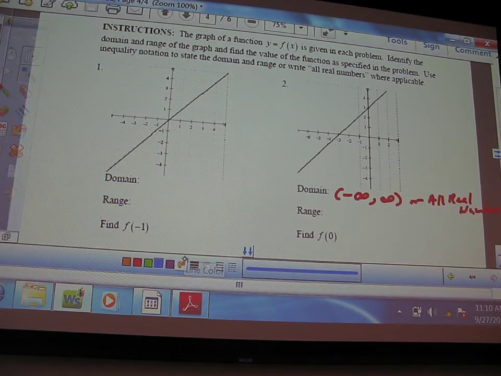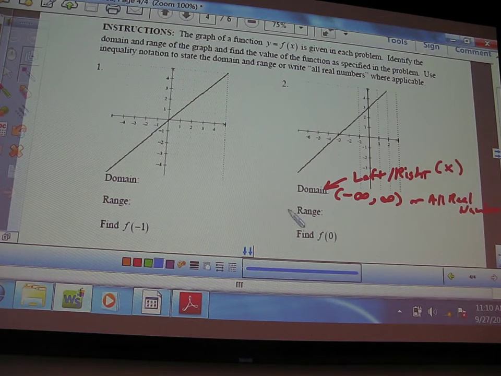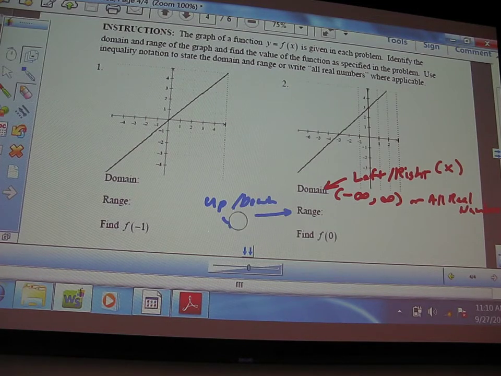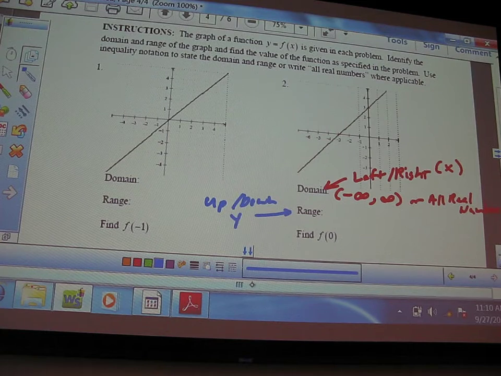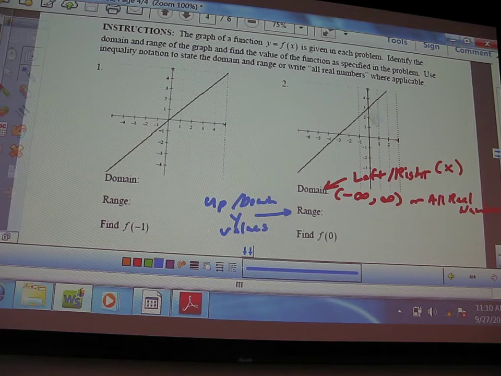Okay, now remember, the domain is the left and right. That's the x. And then the range is the up and down. That's my y. The y values. So, what's the lowest this line goes? Negative infinity. Yep, it goes down and down forever. So, do you guys understand?